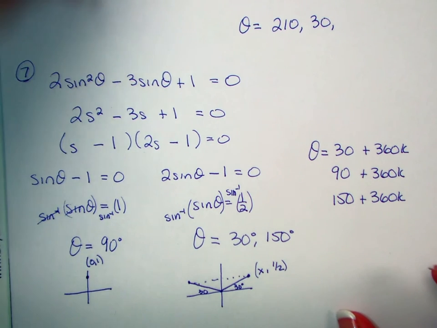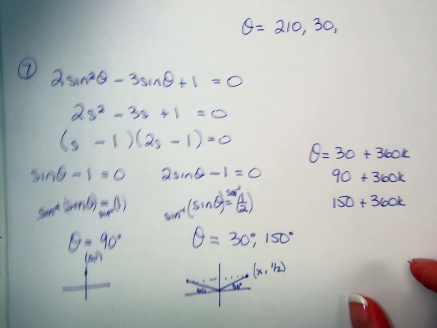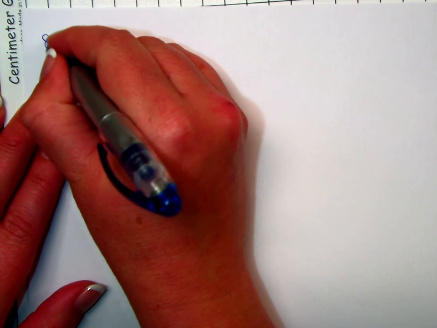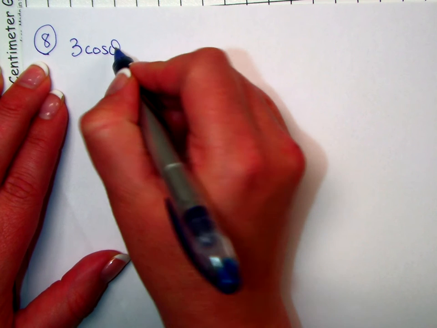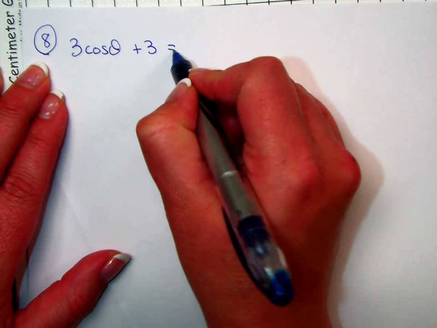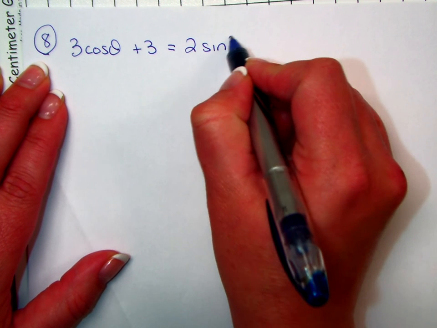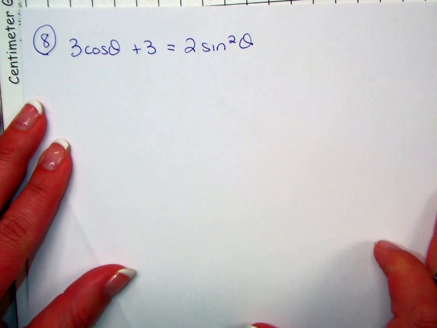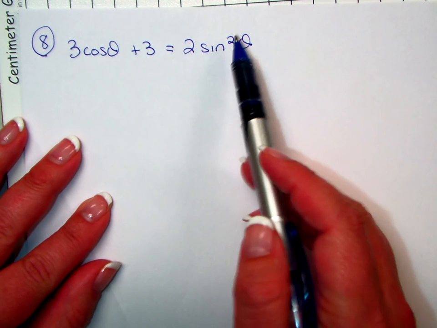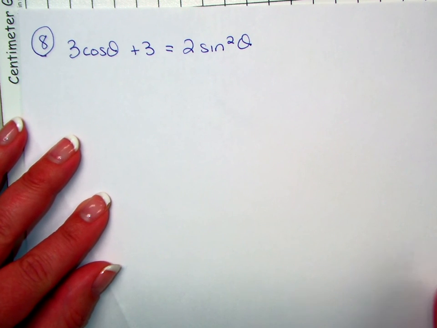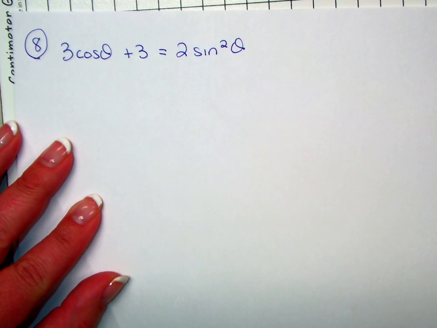All right, final example here. Example number 8. Let's do 3 cosine theta plus 3 equals 2 sine squared theta. This particular example mixes cosines and sines. If possible, when you can, you want your trig equation to have only one trig function.